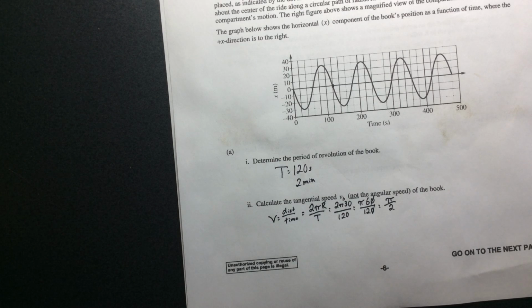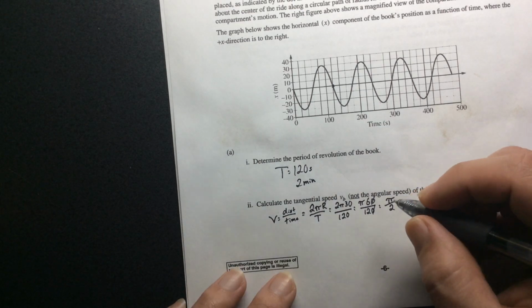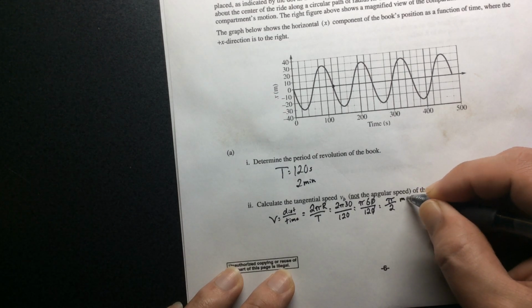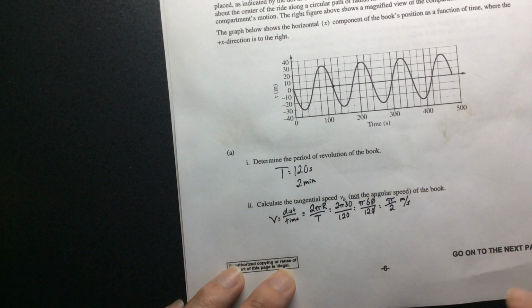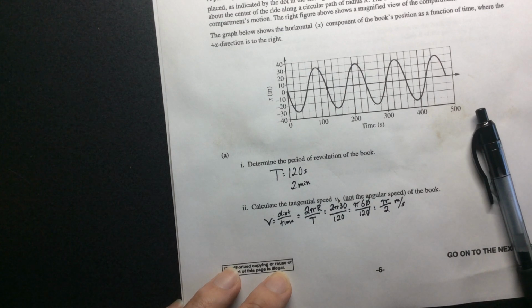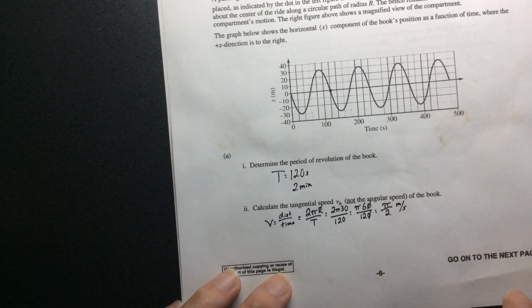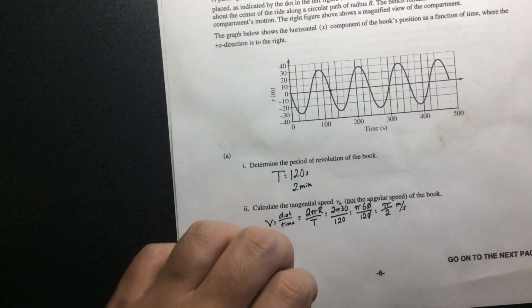Let me just double check as far as the scoring guidelines and anything else that we need. And it says for using the correct radius of 30 found in the graph, that's 1 point. For substituting the period, and getting all those answers, that would be all good. So pi over 2 is acceptable. But we would have to put in the meters per second, even though there is no point for that. That's good right there. So pi over 2 meters per second. If you wanted to give them a decimal, you could as well. That would be fair. They'll take either one.